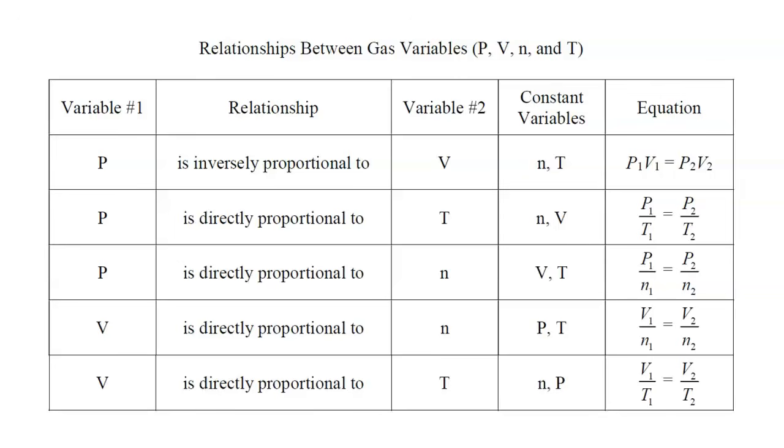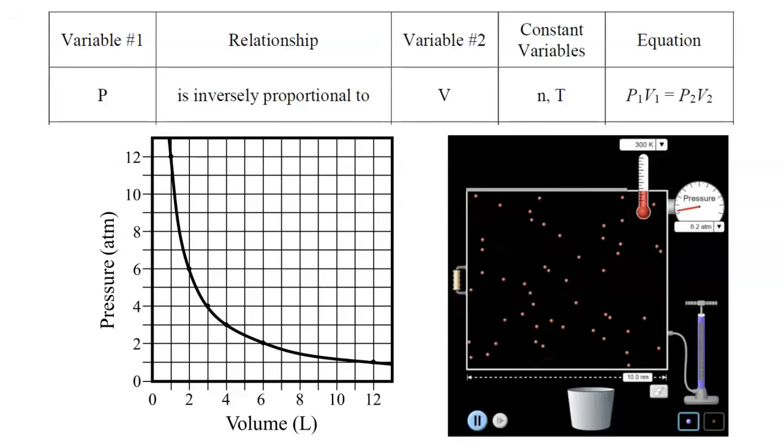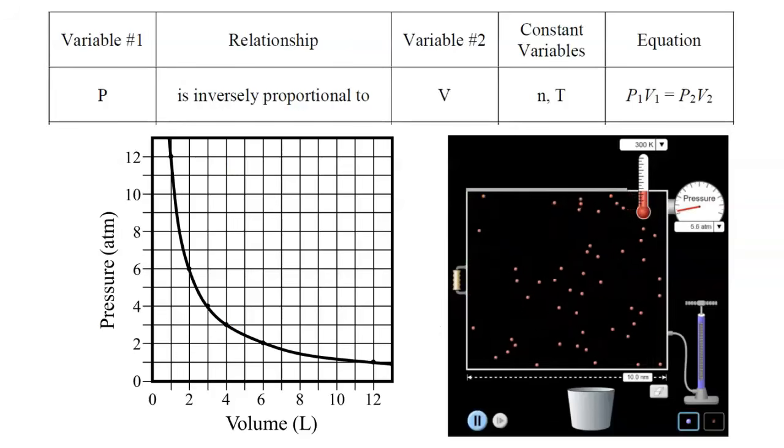So in each of the relationships, two variables are changing, and the other two variables are held constant. You can see in the far right column of this table that each of these relationships between gas variables can be described by a mathematical equation. So let's go ahead and use the PhET simulation for gas properties to explore each of these 5 relationships between gas variables. So our first one is that pressure is inversely proportional to volume.